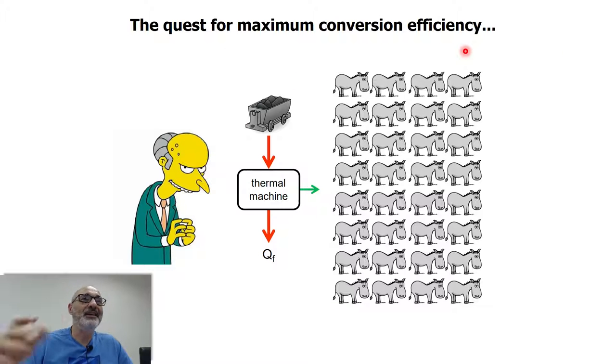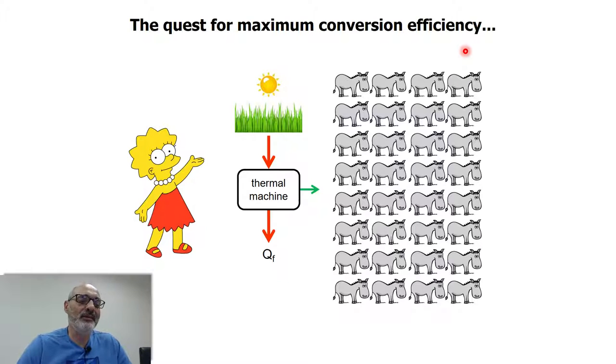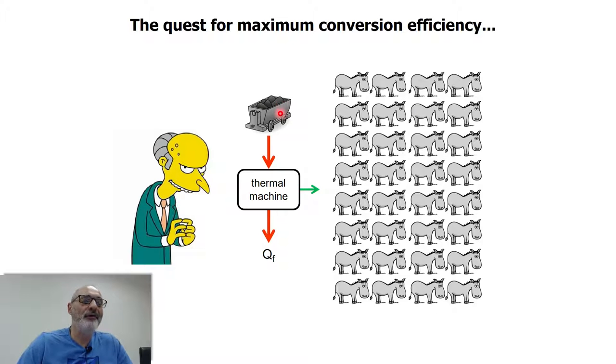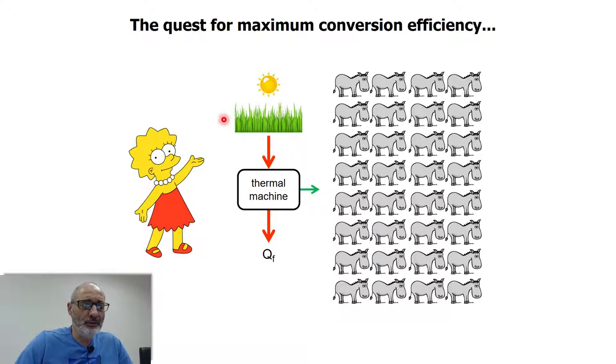That was, let's say, 200 or 150 years ago, but today the quest for maximum efficiency is especially motivated by climate change concerns. What we want to do now is to replace these fossil sources by renewable sources, and we also want to burn as little fuel as possible, because this has environmental and social consequences.